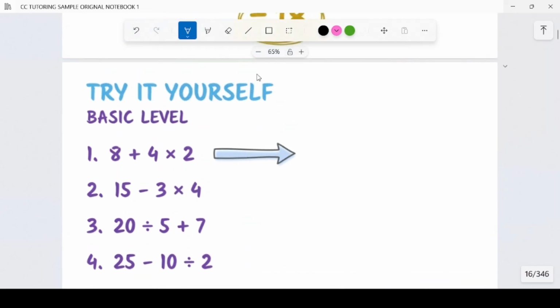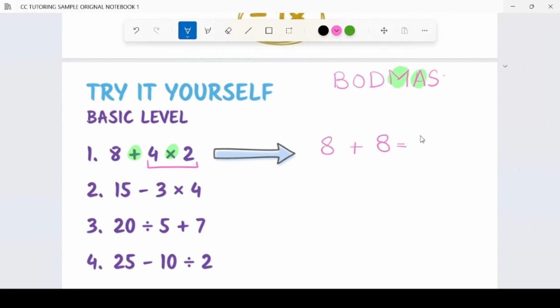Now, let's try this one. BODMAS. According to the first part, in this situation, there is addition at this part, and there is multiplication. We know multiplication comes first, so we'll multiply it first. 4 ones are 4, 4 twos are 8. 8 plus 8 equals 16. I hope you get it, because multiplication is another question.